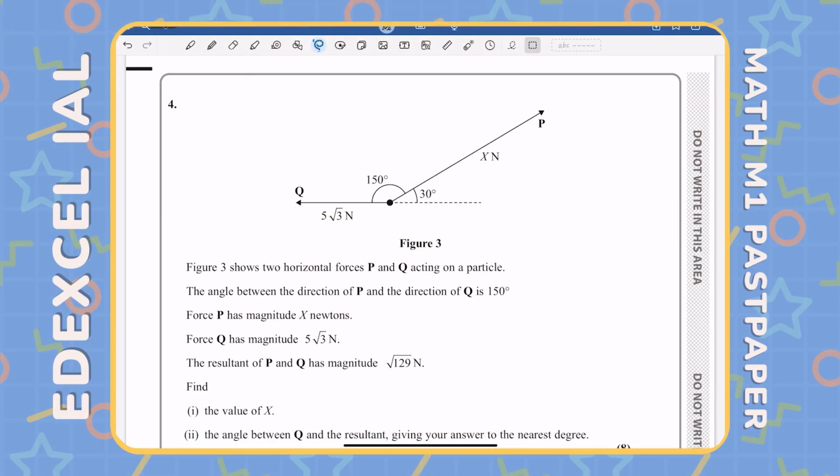Alright, so here's question number 4, which is a question from coplanar forces, where you have a point and from that point you have multiple forces acting, and maybe they're in equilibrium, maybe there's a resultant which we have to find. So we'll find out after reading the question. Let's see what it says.